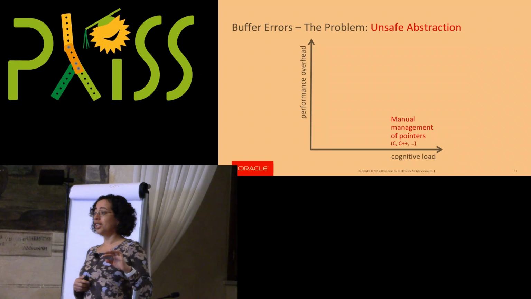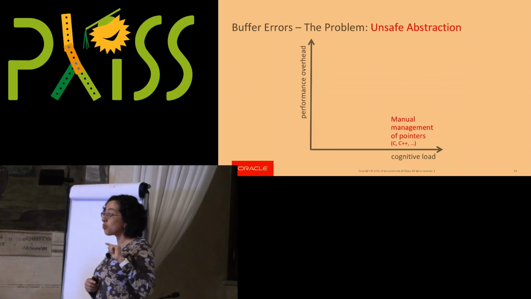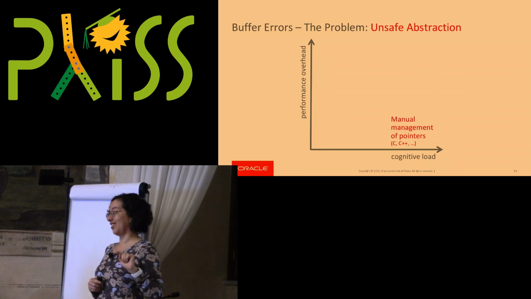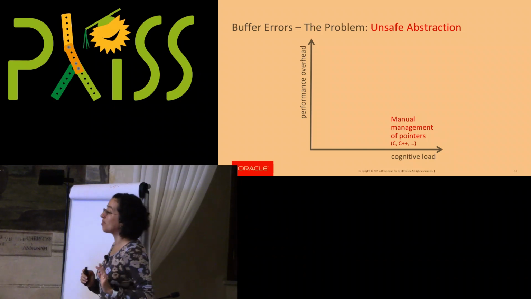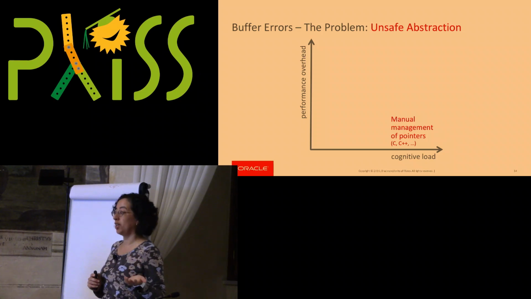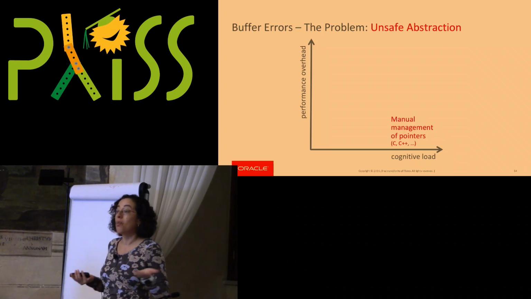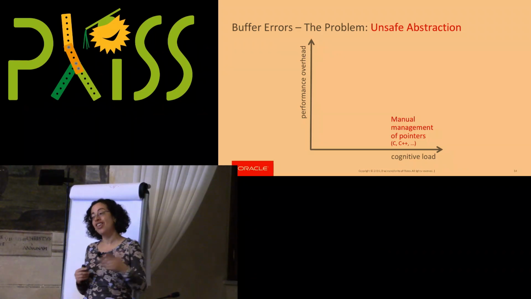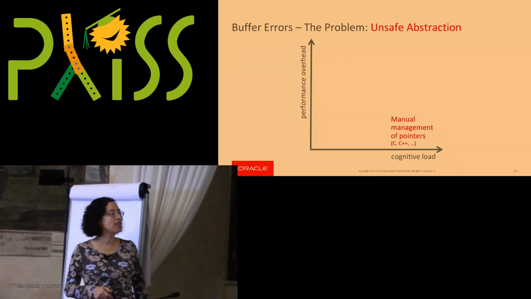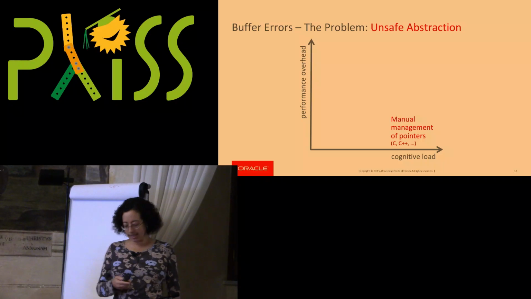It's high cognitive load because to get it right, it actually is hard to do, right? It's very easy to write pointer manipulation and get it wrong, which is what we're seeing in the vulnerabilities that are being exploited. Why are there so many? After more than 30 years of knowing about these issues. So that's the unsafe abstraction.